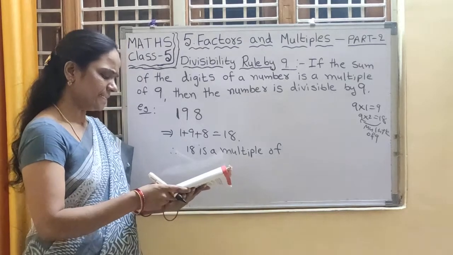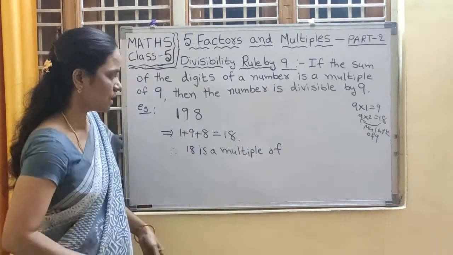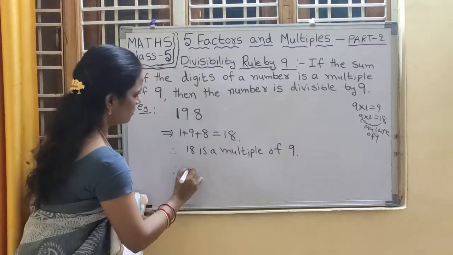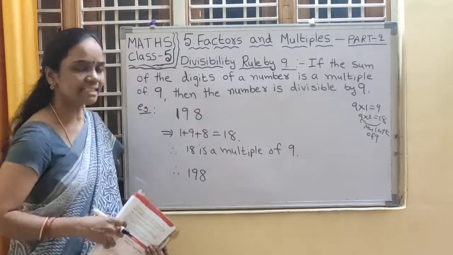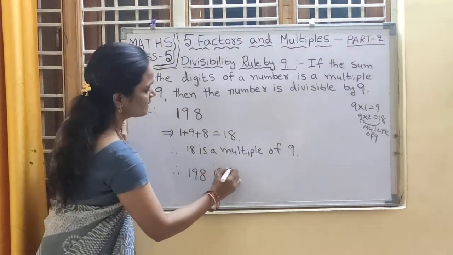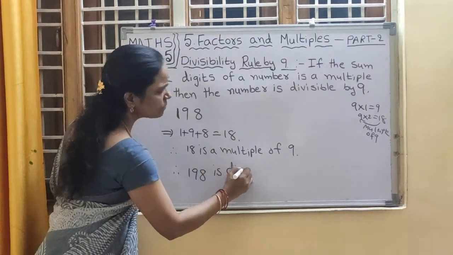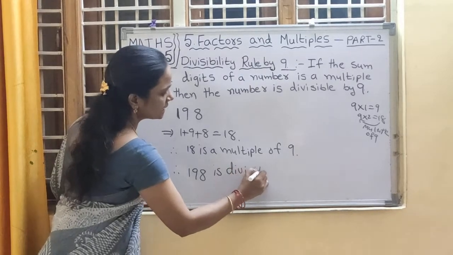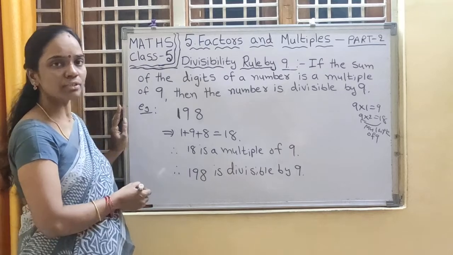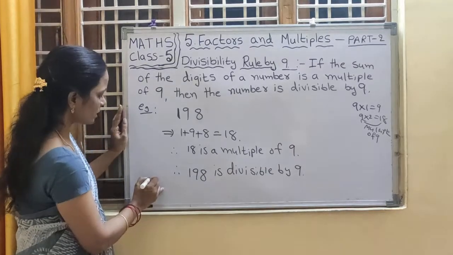18 is a multiple of 9. Therefore, what is the given number? 198. 198 is divisible by 9; divisible means completely divisible only. Understood all of you, children? Yes. Shall we take one more example?